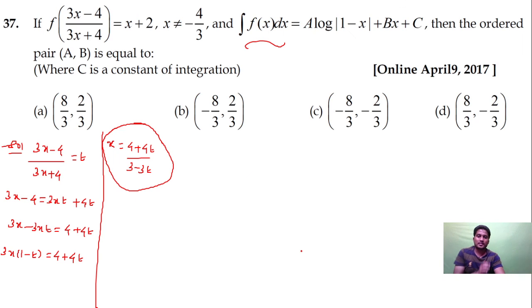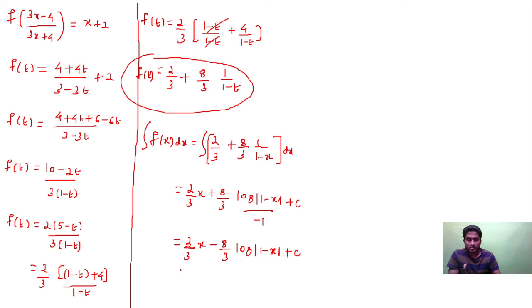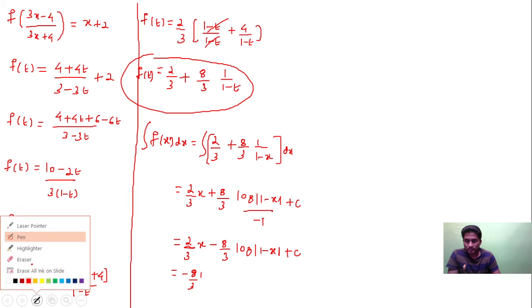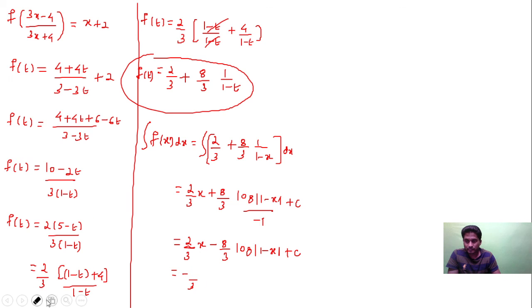That's the answer, guys. So I'm supposed to find out what is a and b, right? If you compare, first I'll write in standard form according to the question. So this is equal to minus 8 by 3 into x, minus 8 by 3 log of 1 minus x, plus 2 by 3x and plus c.